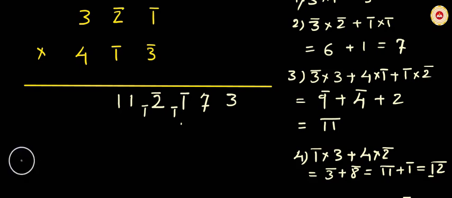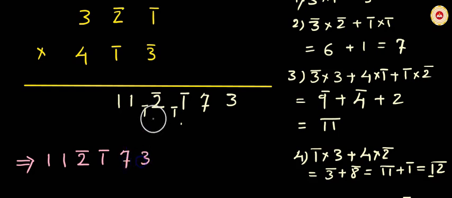Let us write the answer: 1, 1, minus 2, minus 1, 7 and 3. See, neglect these carried digits. This is our answer, 1,12,173 with this 2 negative and this 1 negative. So this is a vinculum number.